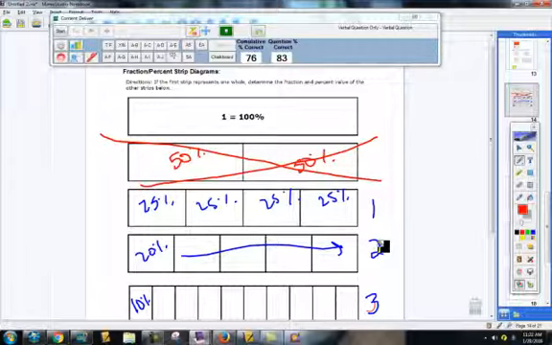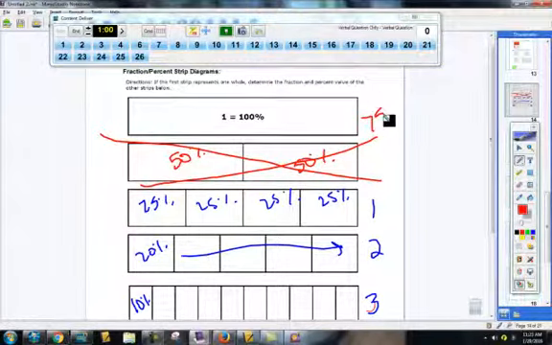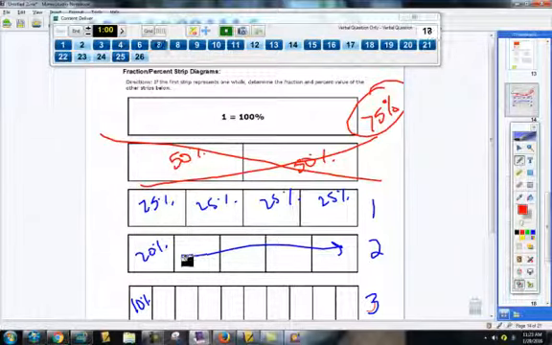75%. What do you guys think? Number 1 or number 2 or number 3? Let's vote. So 1, 2, or 3? I said 75%. Which one of these is going to allow me to be able to see where 75% is? That's what I want to check out.